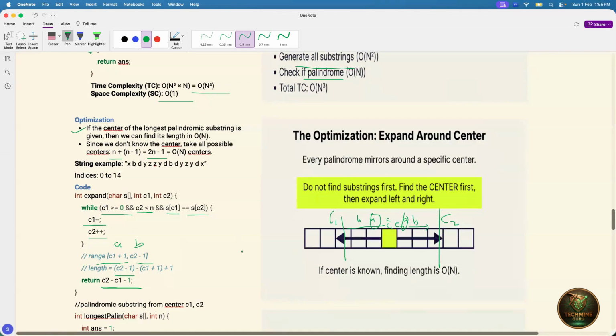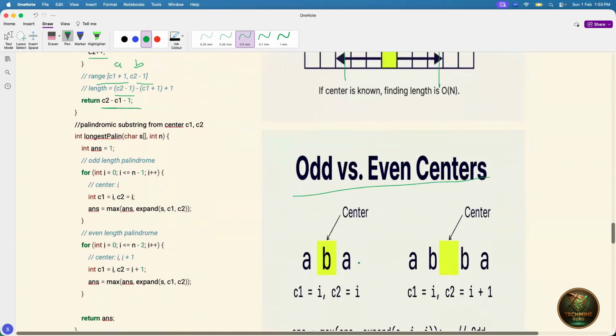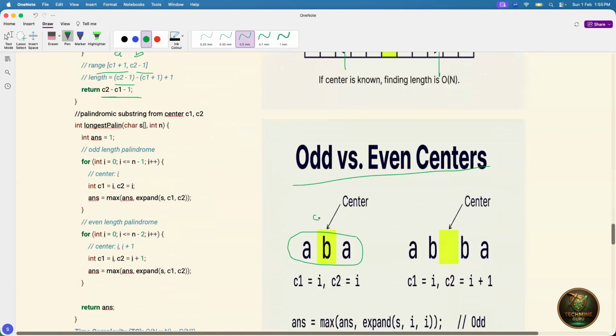Since we don't know how many centers there are, we have to take all possible centers. So here comes the concept of odd centers versus even centers. If we have an odd length substring, that means we can take C1 and C2 from the same center. What if we have an even length palindromic substring? In that case, we have to take C1 here and C2 here, right? So since we are checking for all the cases, in the odd case, we take C1 equal to i and C2 equal to i, which is the same. And for even, we take C1 as i and C2 as i plus 1, right?